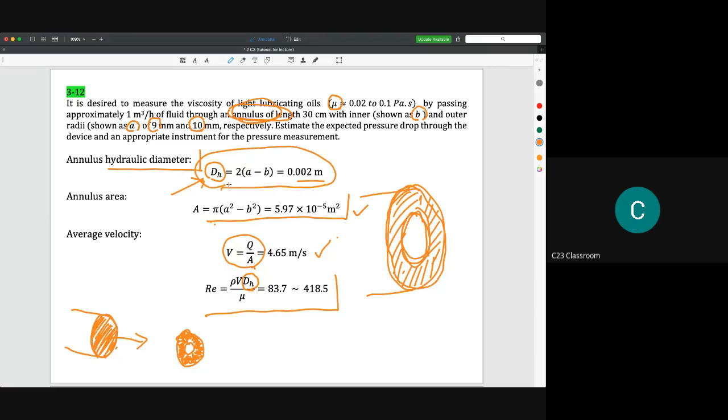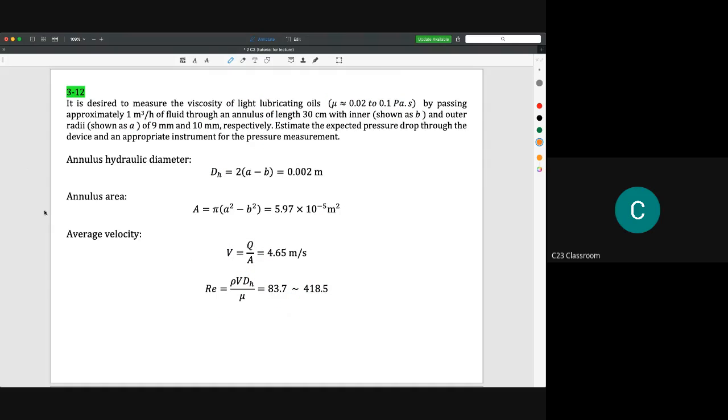We substitute the Reynolds number, so we can get it is between 83 to 418. So how could we get 83 to 418? Because we have the mu here between 0.02 and 0.1 Pascal second. So if you substitute 0.02, you will get 83.7, almost this value. And if you substitute the 0.1 here, so you will get 418. Okay, so that's the idea of how I do this.